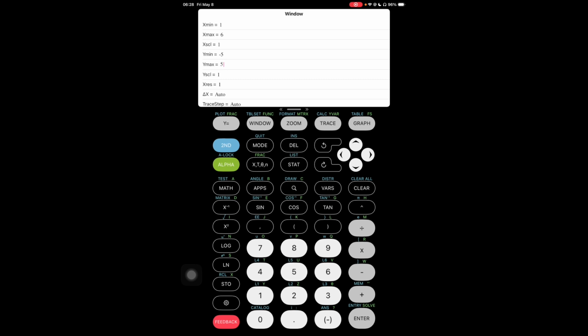Now, when you're putting in negative 5, make sure that you're using the negative sign on the very bottom of the calculator next to enter. So it looks like a negative sign in parentheses. Do not use the minus sign above enter. Again, you must use the negative sign next to enter. And once it looks like this, we're going to press on graph. And that condenses our window to a very small section.